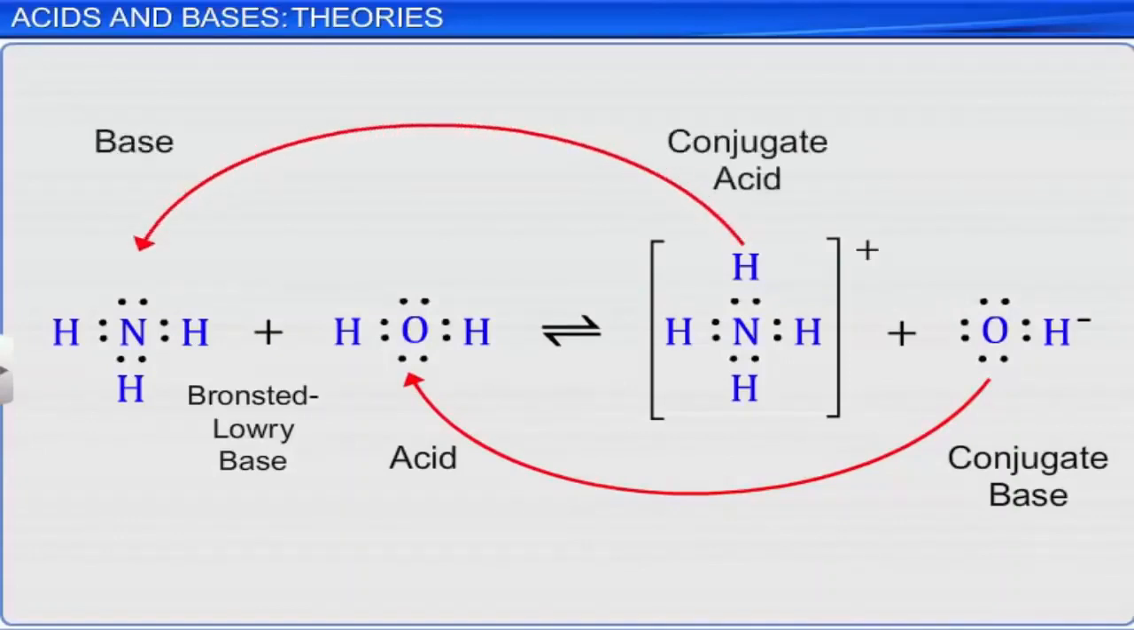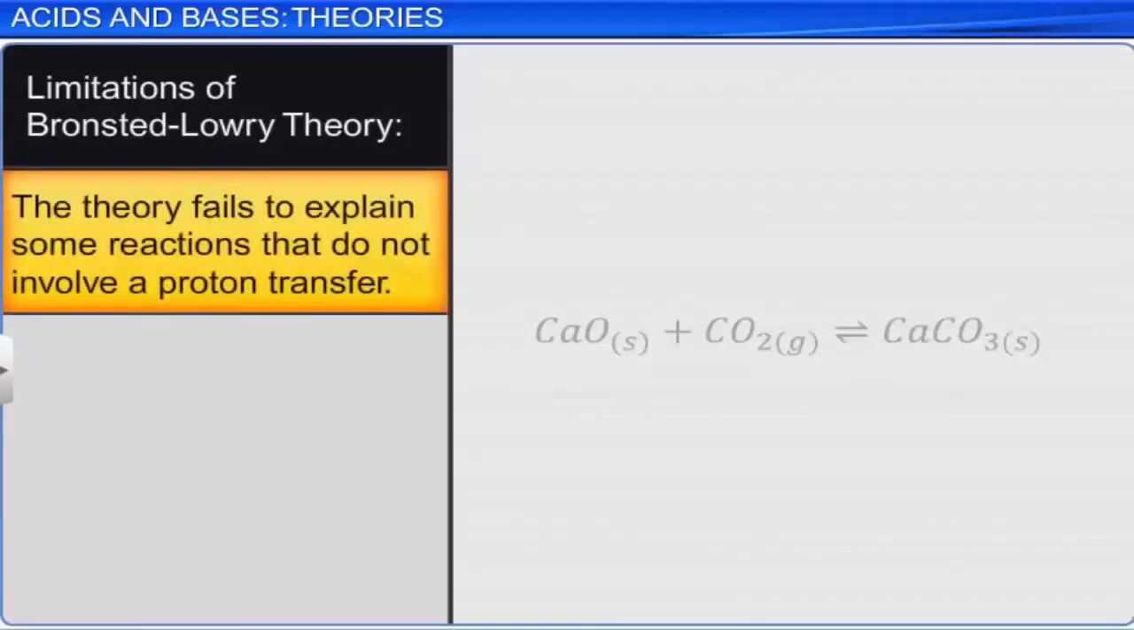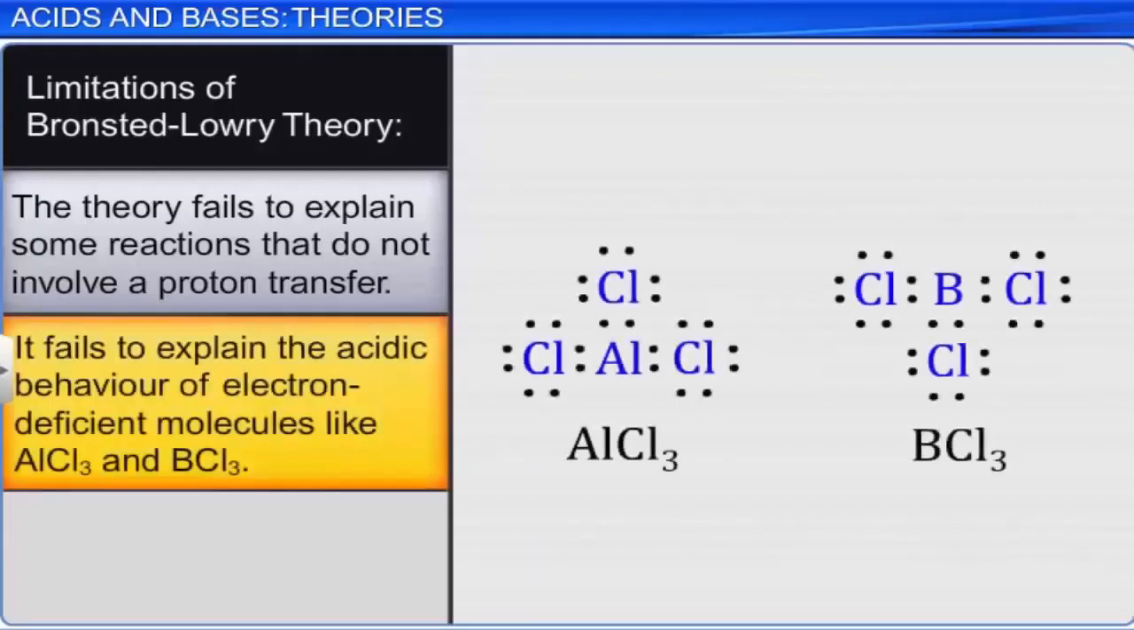However, even this theory had its limitations. The theory fails to explain some reactions that do not involve a proton transfer. For example, the neutralization reaction between the acidic oxide, carbon dioxide, and the basic oxide, calcium oxide, does not involve any transfer of proton. It fails to explain acidic behavior of electron-deficient molecules like AlCl3 and BCl3.